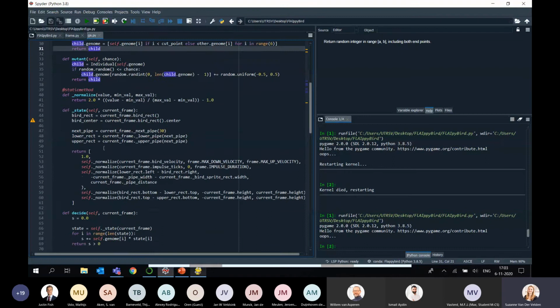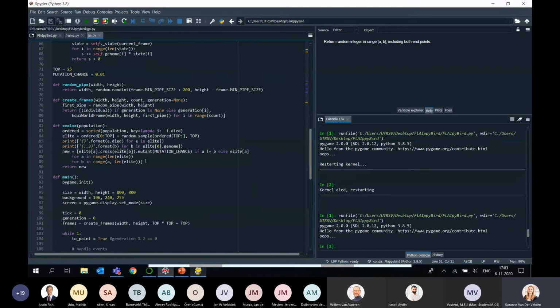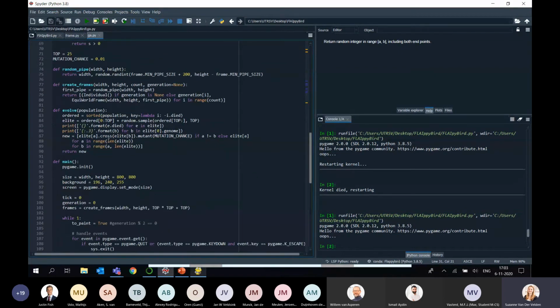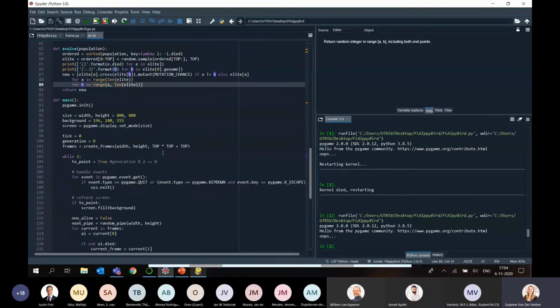And to go back to the evolve function, it will do that for the complete elite, and it will do that also in combination with every A and B that is greater than A. So it will end up with all the combinations between A and B, all the unique combinations.